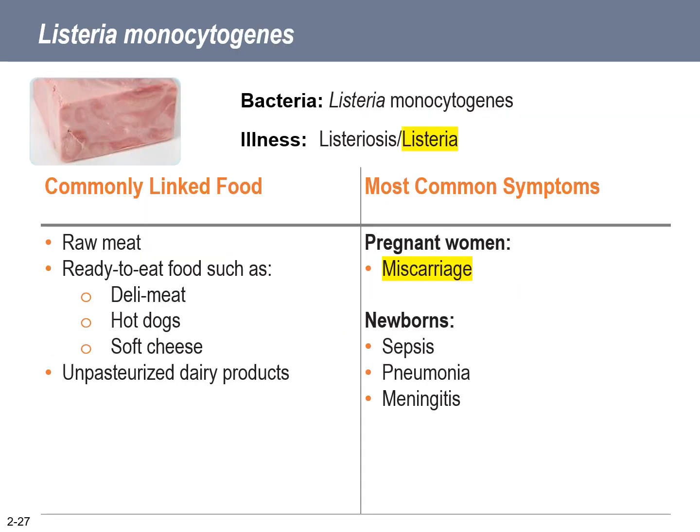Listeria. It is most commonly linked to raw meat, ready-to-eat foods such as deli meat, hot dogs, and soft cheeses, and unpasteurized dairy products. So it is very important not to buy raw cow's milk. You need to buy pasteurized cow's milk.